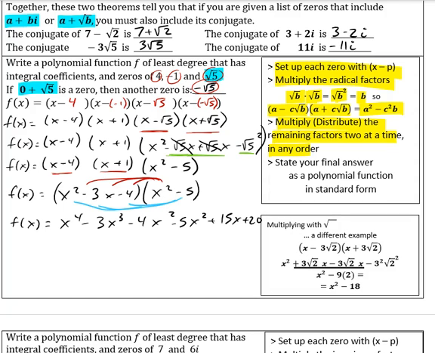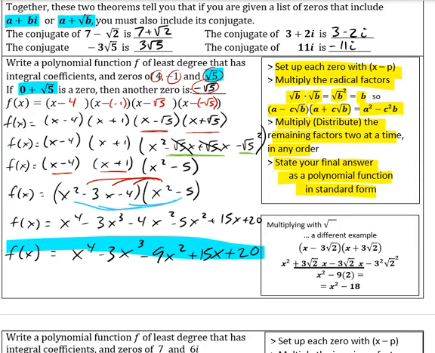Combine like terms, so it's the last one. State your final answer as a polynomial function in standard form. So combine like terms and put it in standard form. Your final answer is f of x equals x to the 4th minus 3x to the 3rd minus 9x squared plus 15x plus 20. And this is your final answer.